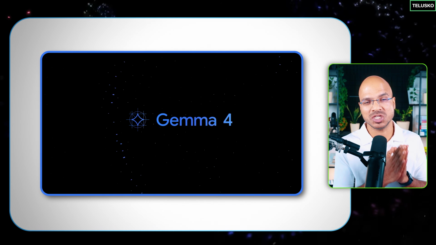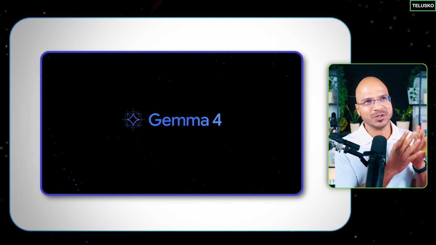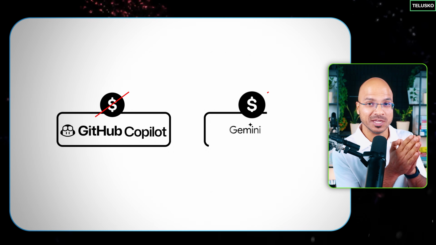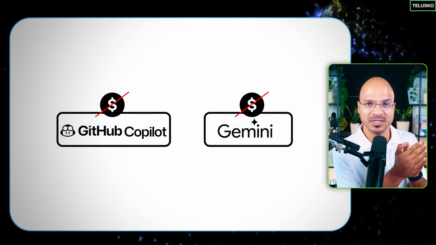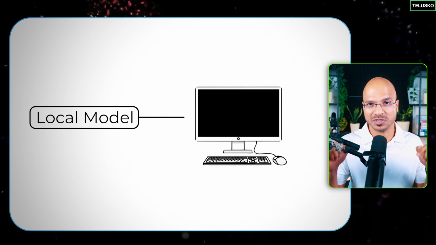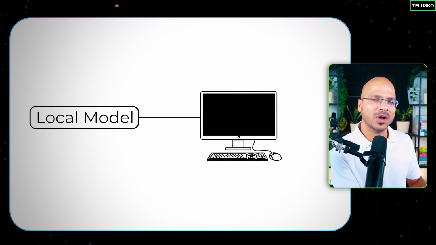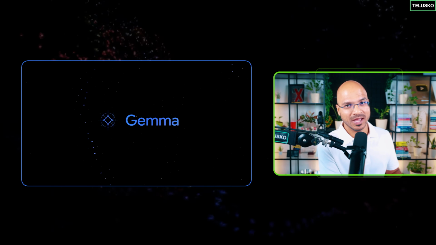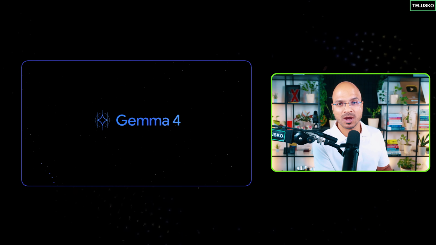I replaced my GitHub Copilot with Gemma 4. So basically, I don't have to pay for the GitHub Copilot subscription and my Gemini subscription, where I can do the same things running a local model on my machine. And we can do that now. Of course, we could have done that before as well, but now we've got better models. And this is where we got Gemma 4.